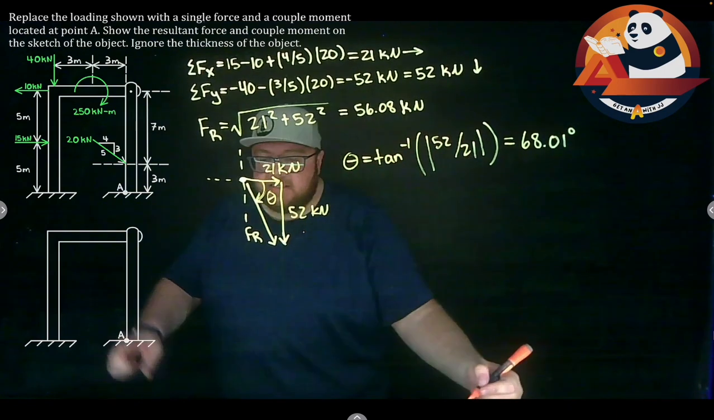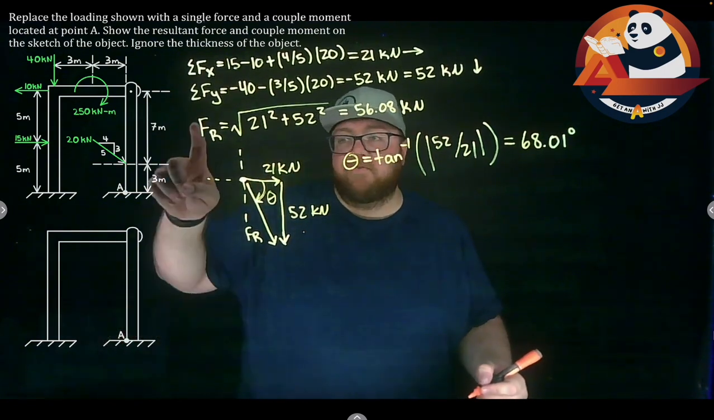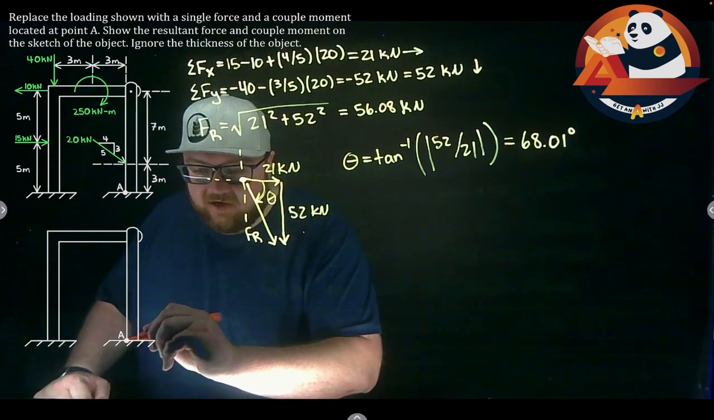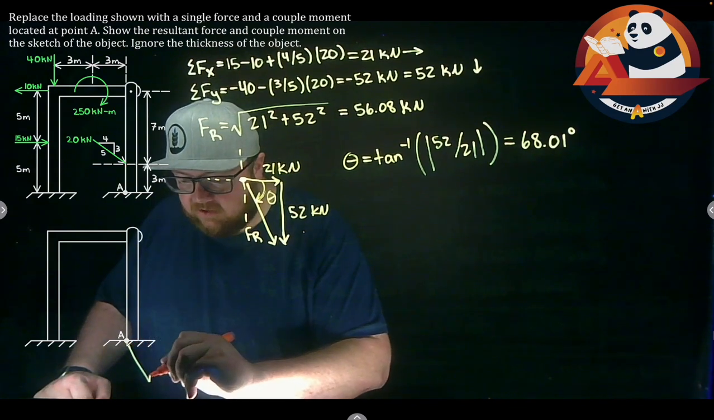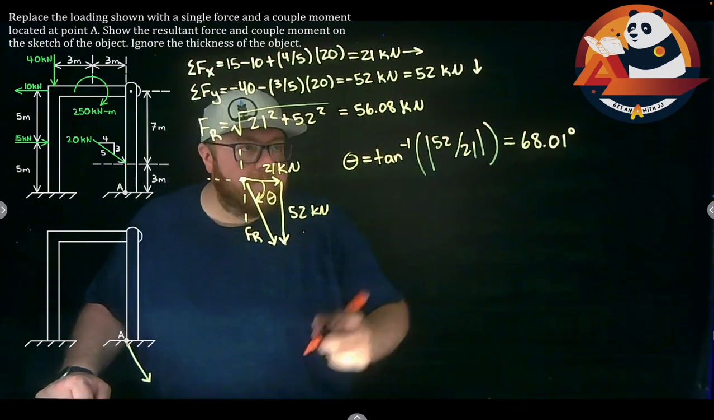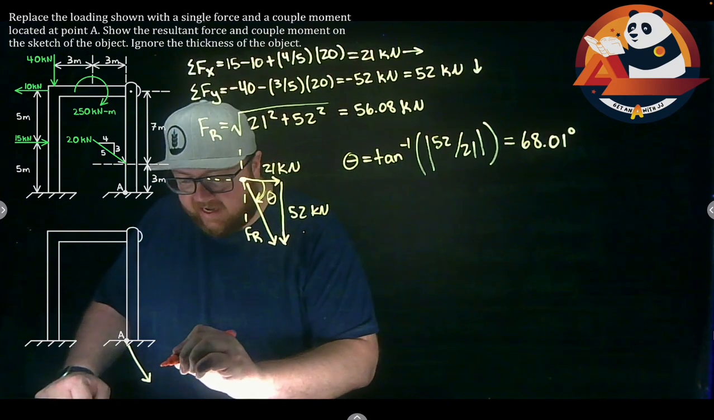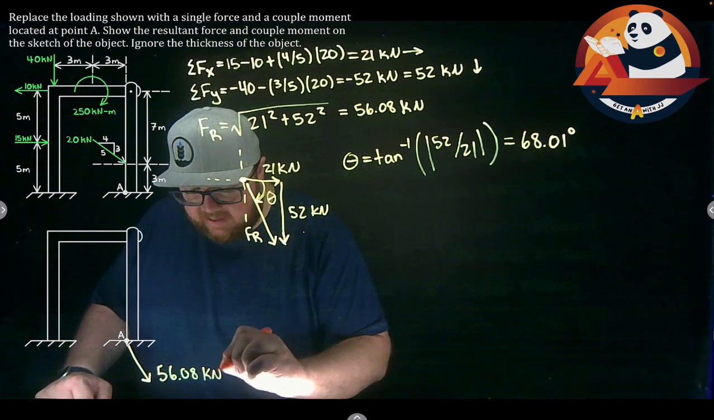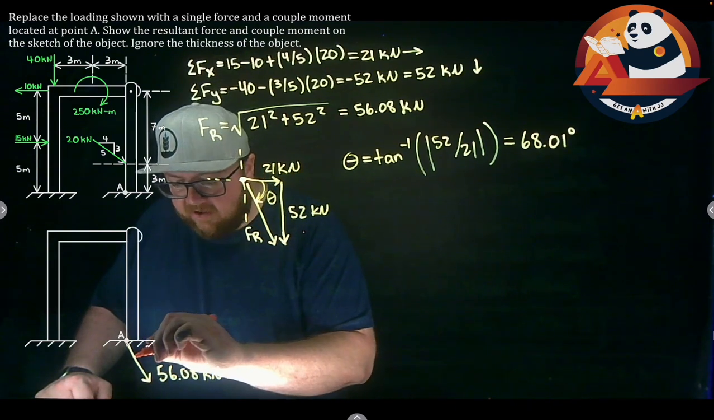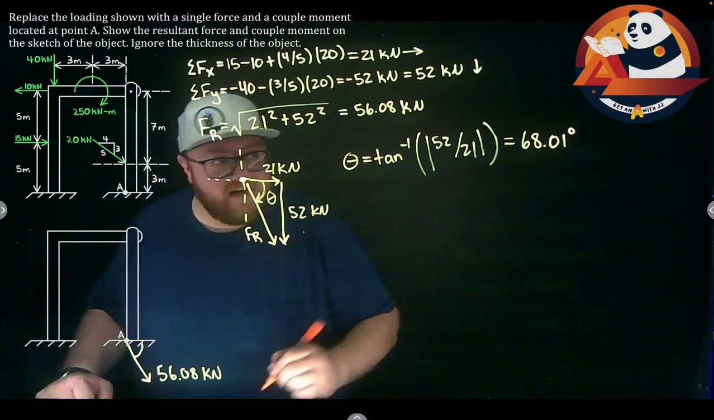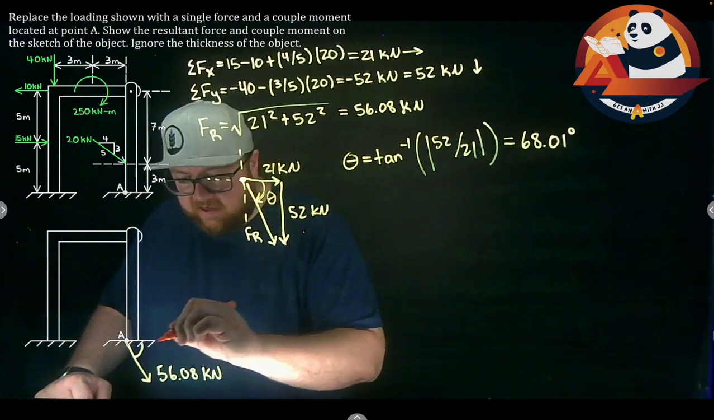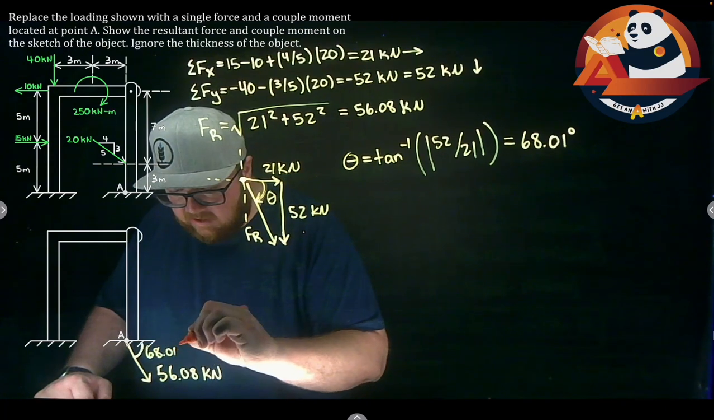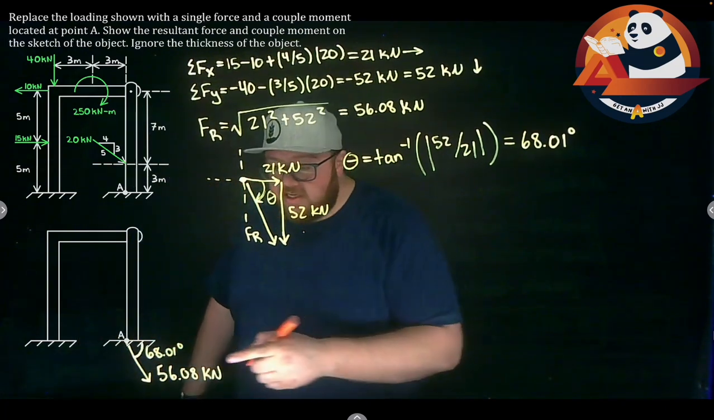So I can come into my sketch down here and add that in. I have a resultant force and an angle. It's going into the fourth quadrant, so it'll come from A and go down into the fourth quadrant. My magnitude here is 56.08 kilonewtons, and my angle back up to the x-axis is 68.01 degrees.